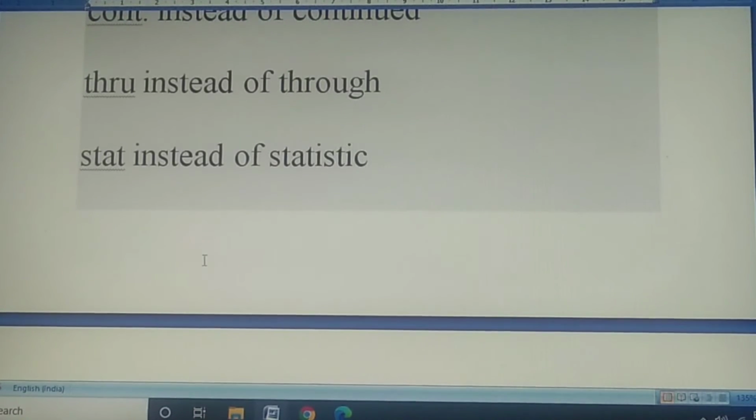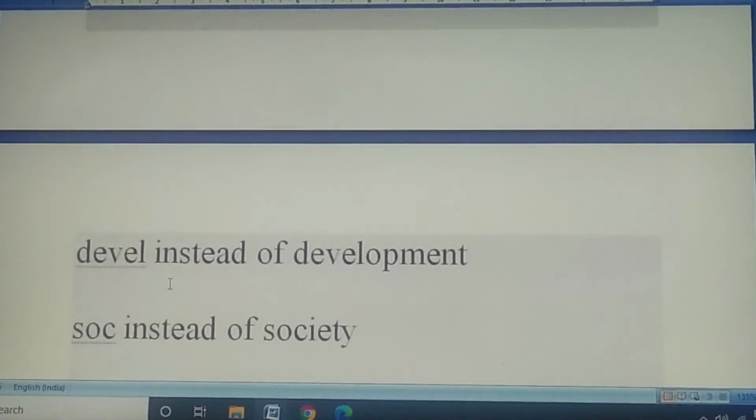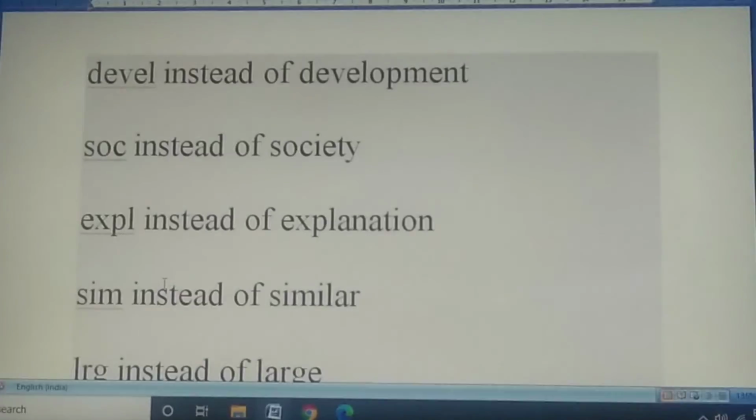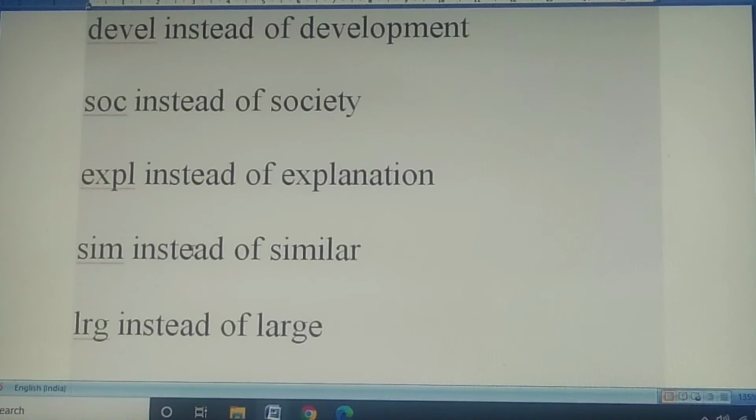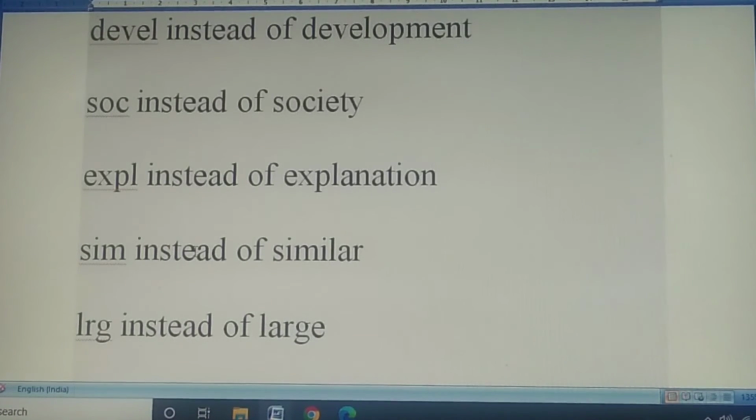THRU instead of "through." Yeah, that is your favorite WhatsApp language, isn't it? THRU. And "what" you write WAT, "that" you write TAT. So these are WhatsApp languages. Anyway, no problem. STAT instead of "statistic." DEVEL instead of "development." SOC, yes, we understand it is society. EXPL, yes, it is clear that we are talking about explanation.